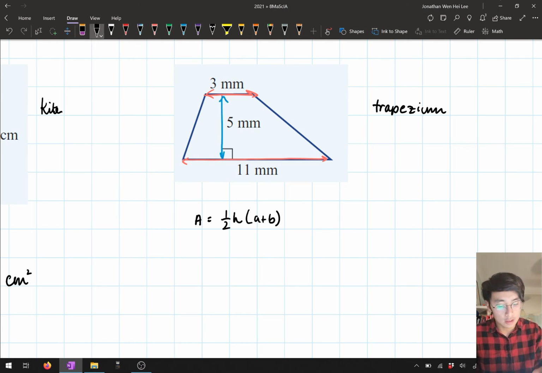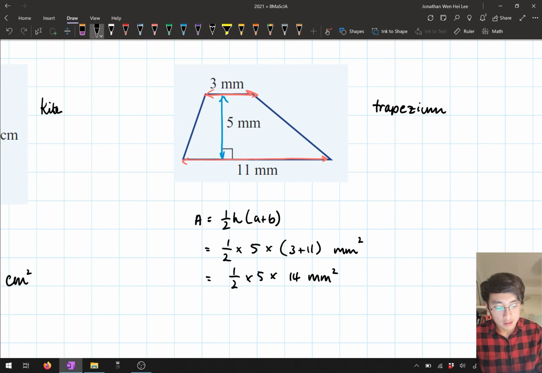When I substitute this in, I'm going to write half times 5 times (3 plus 11) millimeters squared. Here all the measurements are in millimeters, so my area is going to be in millimeters squared. Okay, so I can then start to calculate this. The first thing I need to do is deal with the brackets. I've got this 3 plus 11 in the brackets, and I need to deal with the brackets first. So 3 plus 11 is 14.